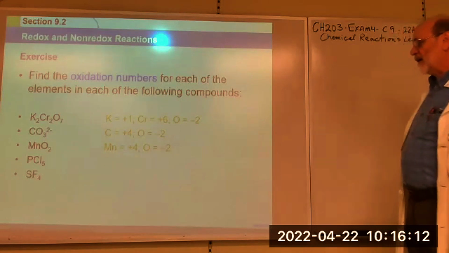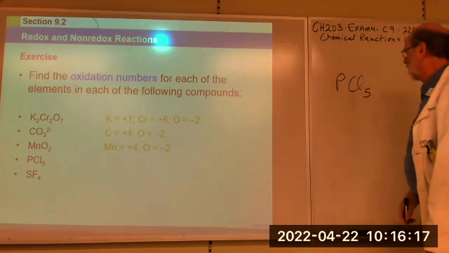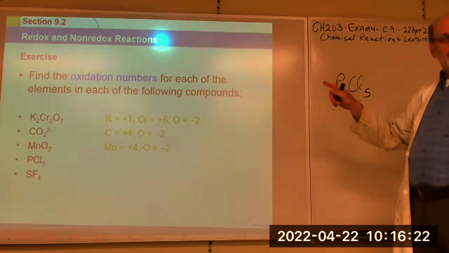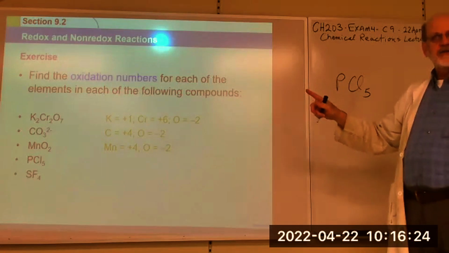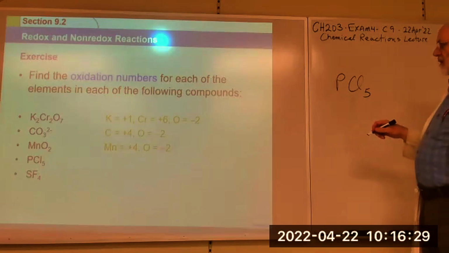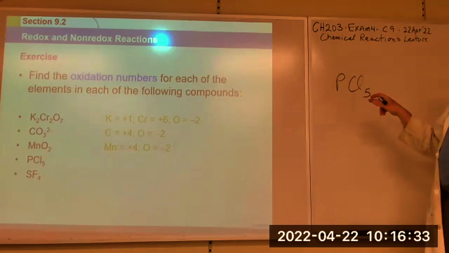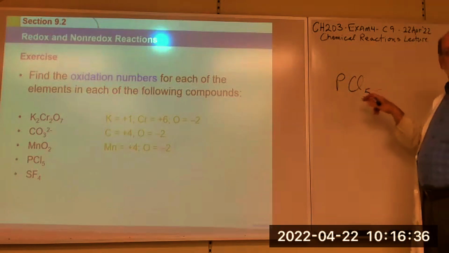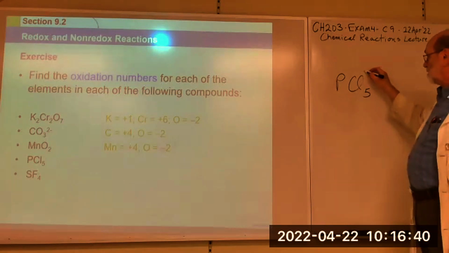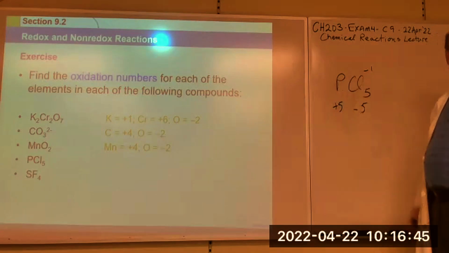Okay, how about PCl5? Now we didn't talk about halogens, did we? Was that one of the rules? I don't remember seeing halogens in there. If you have a compound with a halogen in it, then it's a good place to start. And halogens are going to be -1. So that means -5 total. That means +5 for that phosphorus.